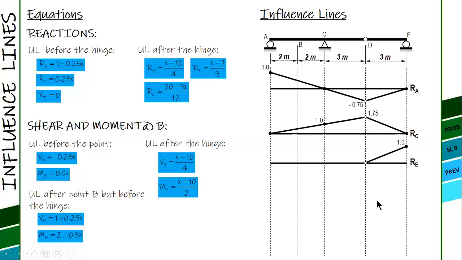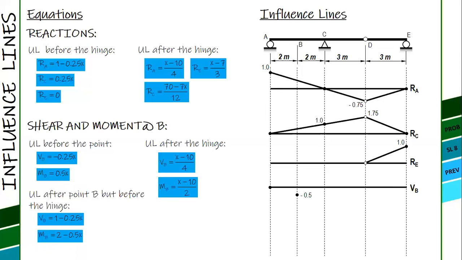Okay? And then for shear at B, you will have 3 lines. One line from E to B before sa point. Another line from B to D, bali after sa point B but before the hinge. And another line for DE. So just substitute values of x. So, negative 0.25 when x is 0, 0. When x is 2, negative 0.5. Okay. Yan na. And then this is from 2 to 7.